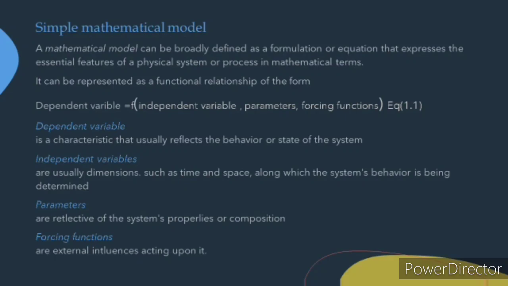Models can be represented by a functional relationship between dependent variables, independent variables, parameters, and forcing functions. As you can see in the model function, the dependent variable is a characteristic that usually reflects the behavior or state of the system, and the independent variables are dimensions such as time and space along which the system's behavior is being determined. The parameters are constants reflective of the system's properties or composition, while forcing functions are the external influences acting upon the system.